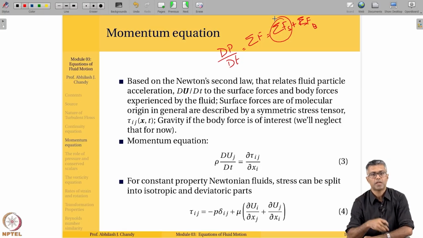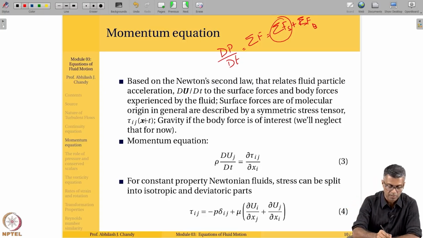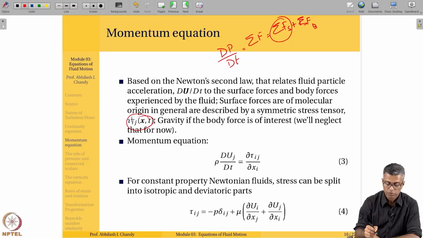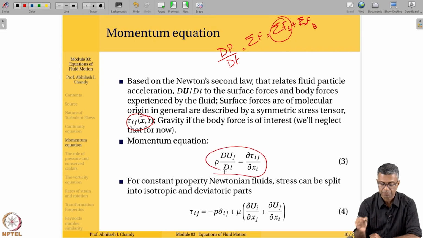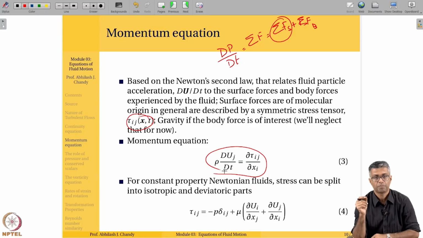Surface forces would be of molecular origin because they are mainly related to friction and hence related to viscosity. Hence we are saying they are of molecular origin. So they are described by a symmetric stress tensor. Now the momentum equation can be written as rho du_j dt equals del x_i of tau_ij, tau_ij being the stress tensor which is symmetric.